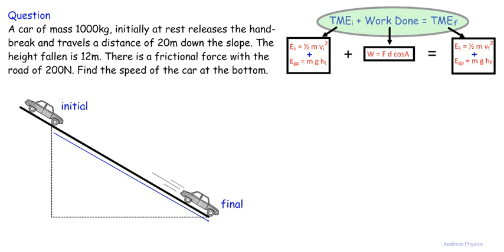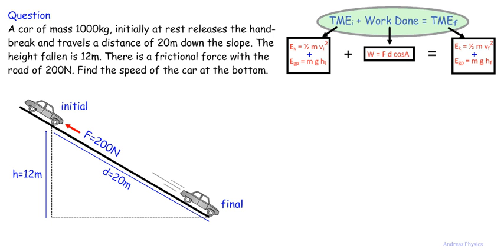So looking at the question, it states that the car rolls down a distance of 20 meters under the action of a frictional force acting in the opposite direction, of course, 200 newtons, while at the same time losing a height, changing a height of 12 meters. It will therefore be useful to call the initial height 12 meters and the final height at this position 0 meters. The lowest height is usually labeled 0 meters.